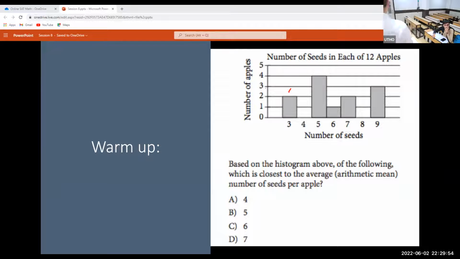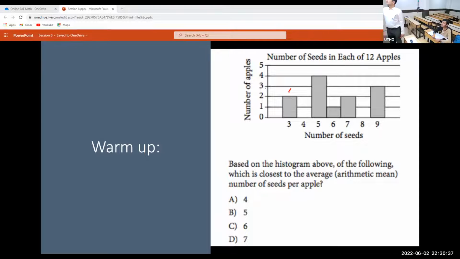There are a couple of apples with 7 seeds, so total 14 seeds. And there are 3 apples with 9 seeds, so 27 seeds. If I add all of this, 6 and 4, 10, and 13, 23, and 2, can I say I have total 73 seeds? Yes. And how many apples do I have? How many apples in total? 2 plus 4 plus 1 plus 2 plus 3. It is also written at the top of the chart. How many apples do I have? It's 12.